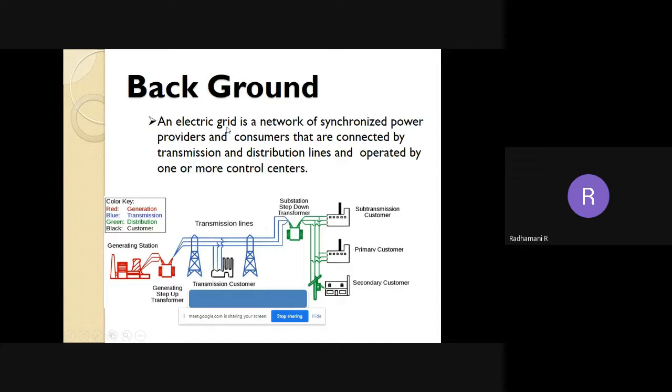So the grid is nothing but a network of synchronized power providers, the generating stations, and the consumers, the end users, that are connected by the transmission and distribution lines. We also need some control schemes to control the system, operated by one or more control centers. So this is the general definition of the electric grid. These stages are differentiated with different colors. The red color indicates the generating station, blue indicates the transmission system, green indicates the distribution system, and black indicates the customers.